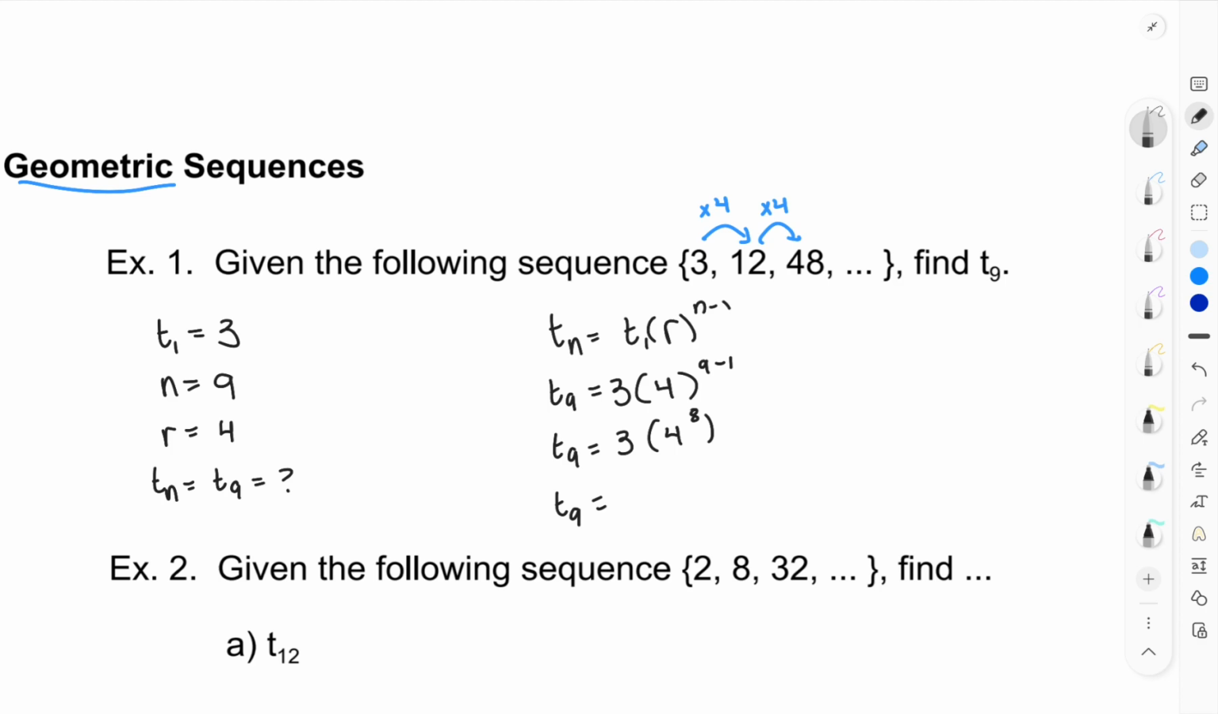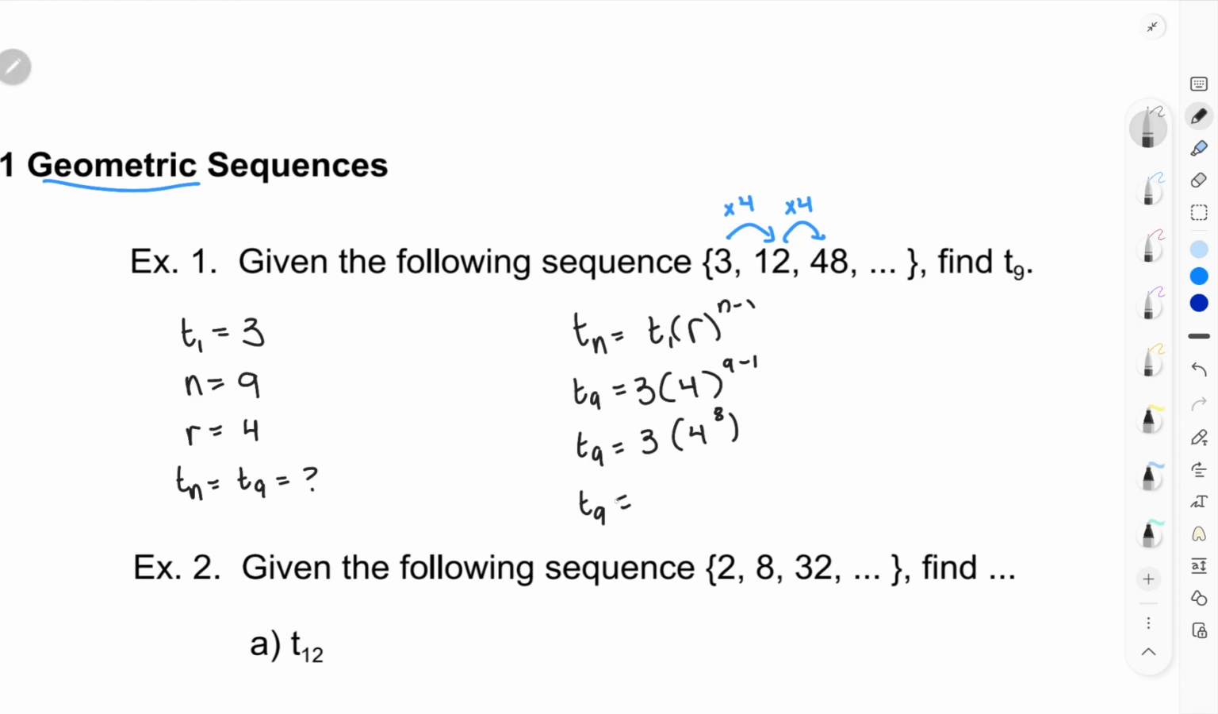4 to the power of 8 is like 65,536. That times 3, or if you type it all in one go, is 196,608. So if we notice, geometric sequences grow really quickly, right? When I'm increasing through multiplication rather than just addition, things grow a lot quicker.